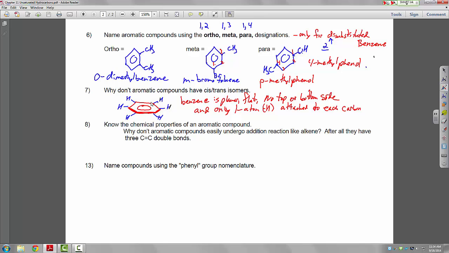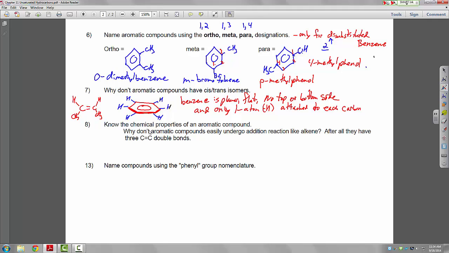And if you recall, for alkenes, you needed two things. Let's just draw an alkene here real quick. You needed two things attached, right? So we could say, oh, there's a hydrogen and a methyl. Here there's only hydrogen, so there's no cis-trans.